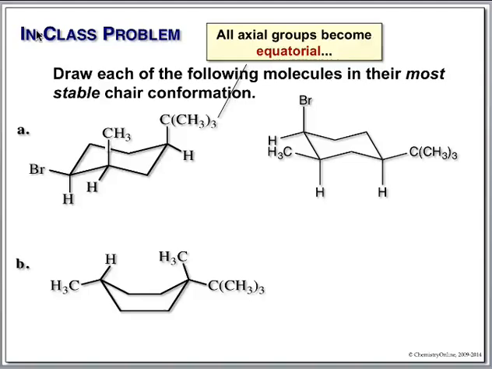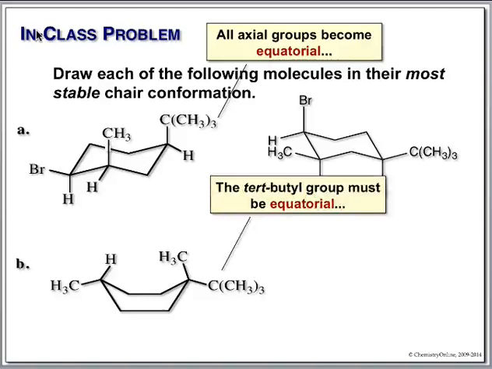All right, this next one, we have a boat. We're going to make a chair, right? However, we have a tert-butyl group again. So when we do our chair, we have to make sure that the tert-butyl group winds up equatorial. If you look at the relative positions here, methyl is up, this is down. In our final structure, methyl is going to be above tert-butyl. Hydrogen will be above methyl.